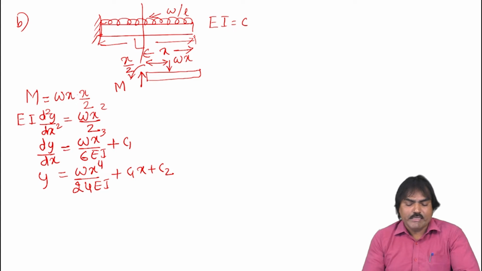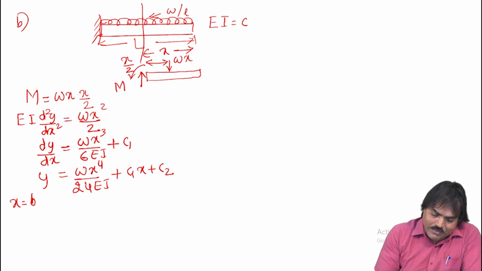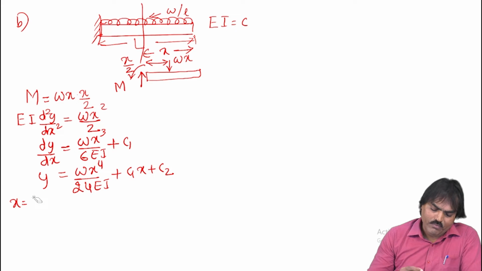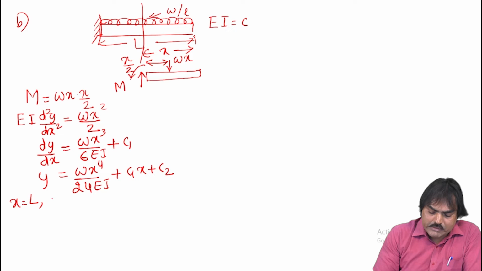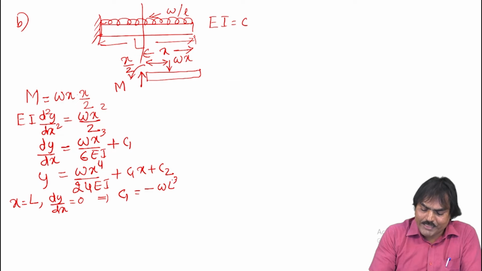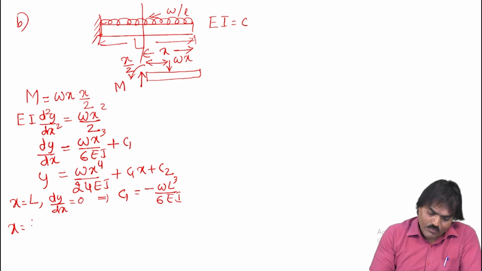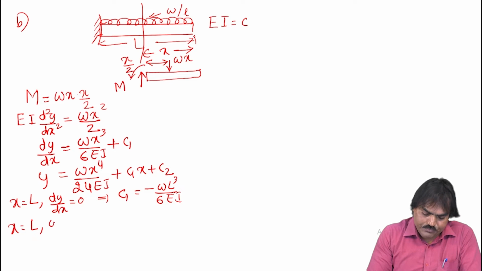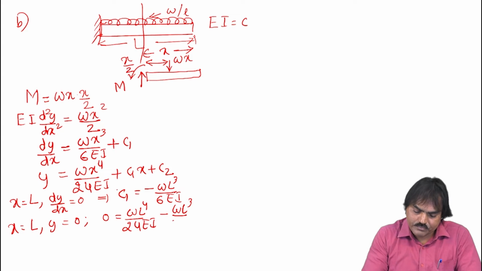Okay. Now substitute the boundary conditions as usual. When x is equal to L, the slope will be 0 at the fixed end. Substituting this value in the above equation, for C1 you will get minus WL cube by 6EI. Or when x is equal to L, the deflection, that is y, is 0. That implies 0 is equal to WL power 4 by 24EI minus WL cube by 6EI plus C2.